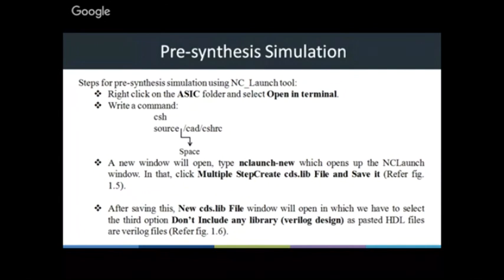This opens up the NC Launch window. In that, click multiple step, create cds.lib file and save it. After saving this, a new cds.lib file window will open again, in which you have to select the third option, don't include any library. As we are using a Verilog file, for Verilog design we have to select this option, don't include any library, as the pasted HDL files are Verilog files.